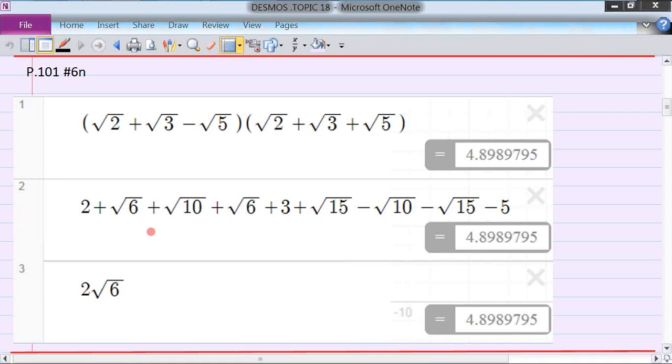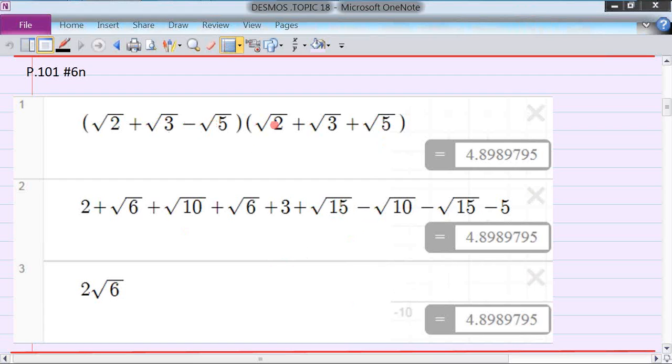Root 2 times root 2 gives me 2. Root 2 times root 3 gives me root 6. And root 2 times root 5, the third term here, gives me root 10. Now I'm going to take root 3 and multiply it by root 2, I get root 6. Root 3 multiplied by root 3 gives me 3, and root 3 multiplied by root 5 will give me root 15.